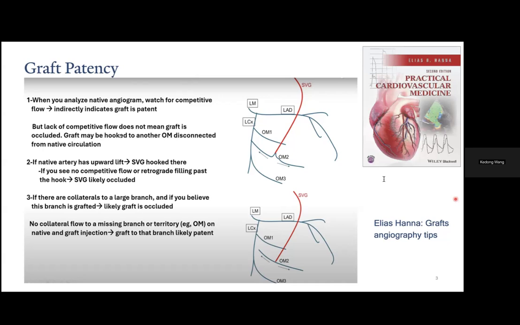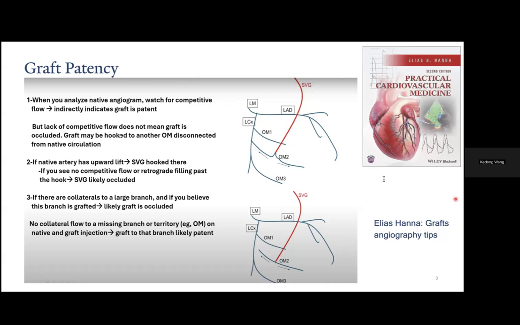So basically, there are two points he makes with regard to graft patency. Obviously, when you take angiograms, the primary interest is if you want to know if the graft is patent or occluded, because sometimes grafts themselves are challenging to engage. So when you're shooting native coronary arteries, two concepts which are pretty useful are competitive flow and the presence of collaterals. Competitive flow is pretty self-explanatory, and if you see that in any of the native vessels, then it directly indicates that it has a graft and that graft is patent.